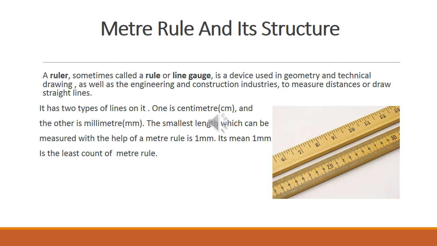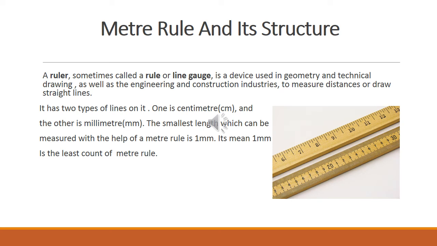With the help of this meter rule, we can measure different types of distances, lengths, breadths or heights. The most important thing we have to notice is that the smallest length which can be measured with the help of a meter rule is just 1 millimeter. It means a value smaller than 1 millimeter cannot be measured with a meter rule. So this is the limit of the meter rule, and it is also known as the least count of the meter rule.